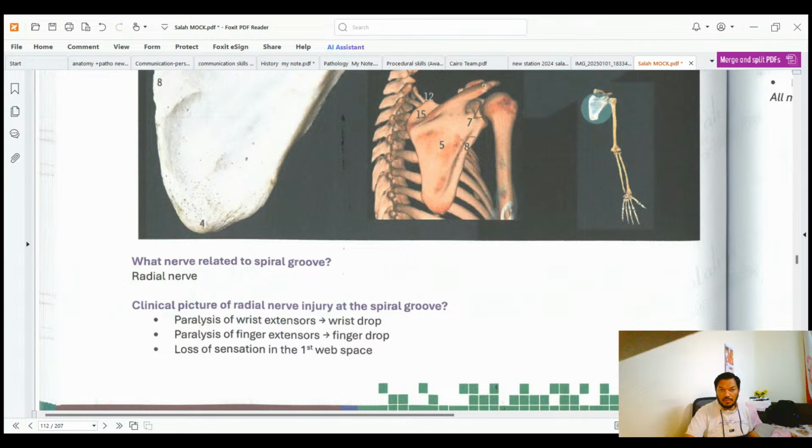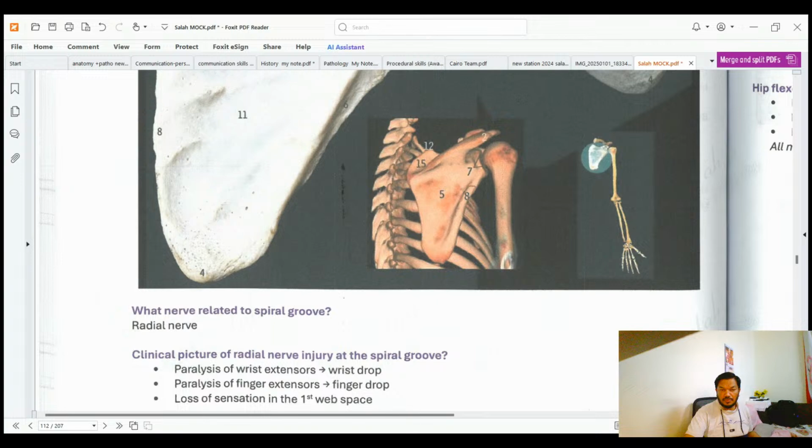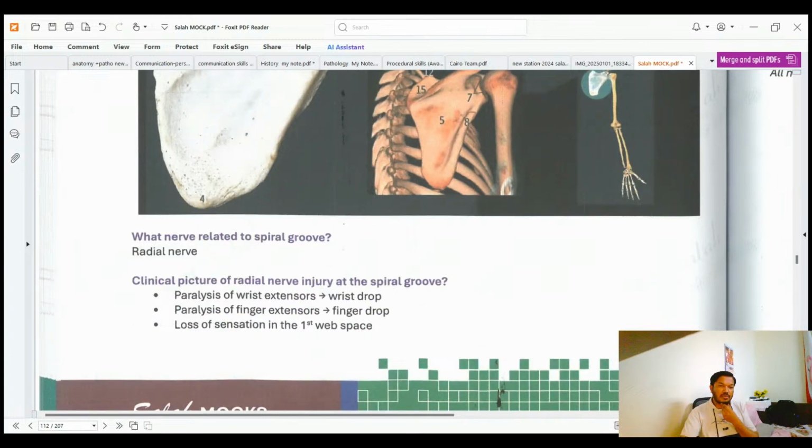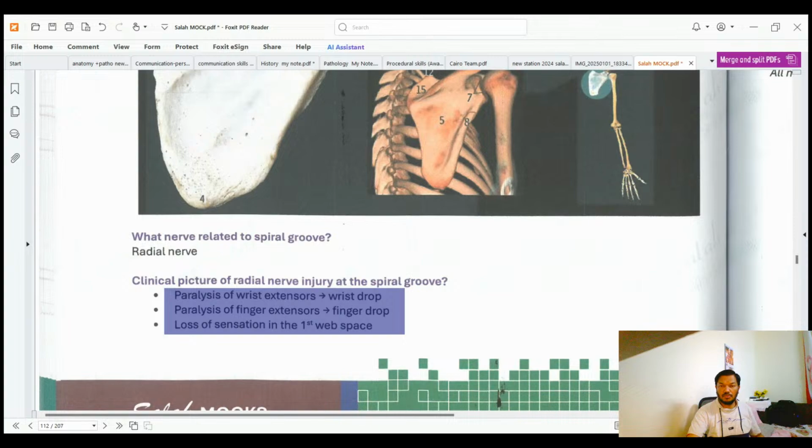What nerve is related to the spiral groove? The radial nerve. Clinical picture of radial nerve injury: paralysis of the wrist extensors causing wrist drop, paralysis of the finger extensors causing finger drop, and loss of sensation in the first web space. This is the clinical picture of radial nerve injury at the spiral groove.